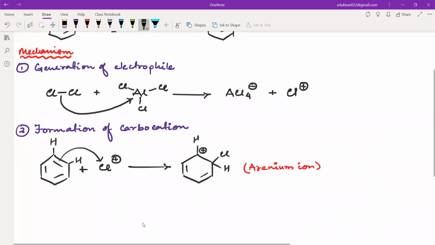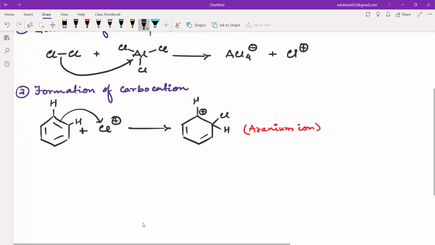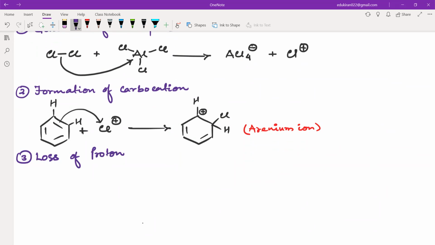Okay. Now, the third step is that you can write the resonating structures if you have been asked to write the mechanism. So from nitration, see, the same similar resonating structures will be there. There you had just the nitro group, here you will have Cl. Next step that we have is loss of proton.